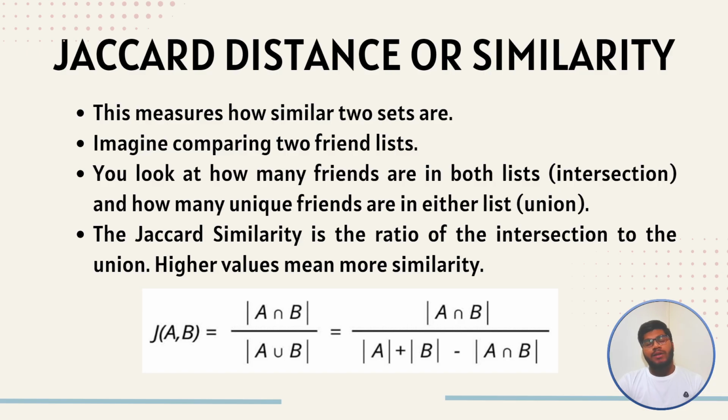When we get the higher value in the Jaccard value, then it means that it has the most similarity. The Jaccard distance is defined as the ratio of the intersection and the union, where A intersection B divided by A union B, and it is also derived as some other formulas. So this is about the Jaccard distance, the similarity distance.